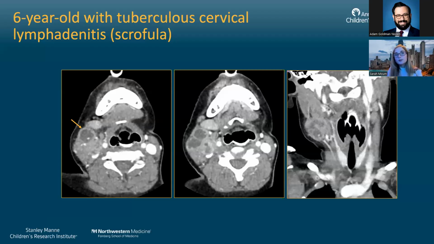Always important to remember scrofula and TB in terms of management. It's important for isolation purposes. They also need multi-drug therapy to help clear their infection. And sometimes, as was unfortunately the case for the patient I've shown here, if they're refractory to treatment, they'll have to go to surgery to get these resected, which was the case for this patient.